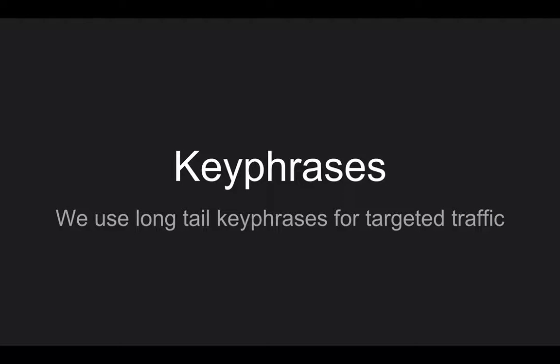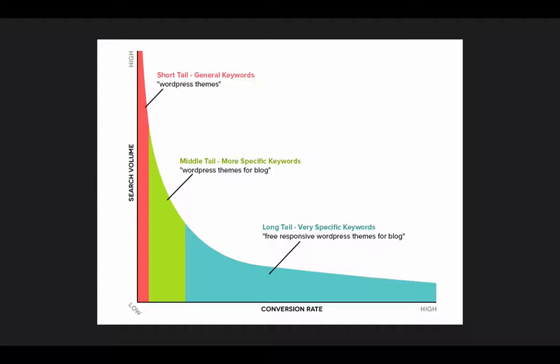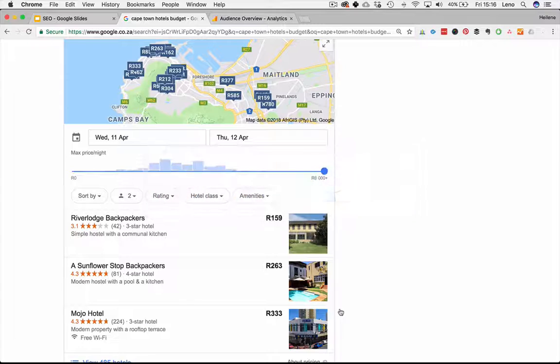Okay, key phrases or keywords. It's actually key phrases, not a keyword. And we use a long tail key phrase for targeted traffic. So we don't want to shoot in the dark, we want to shoot where we can get the most traffic and make the most money for you. First, what we can see here is search volume, high and low, and conversion rate, low and high. I'll quickly give you an example.